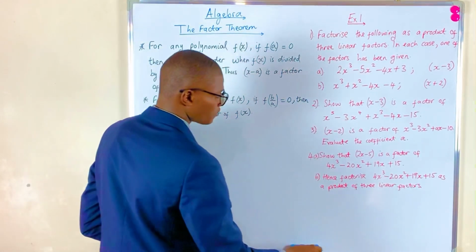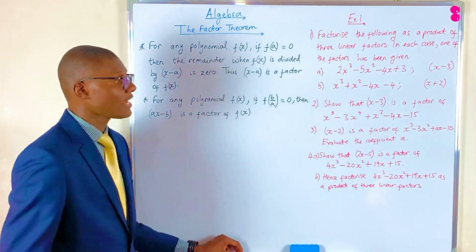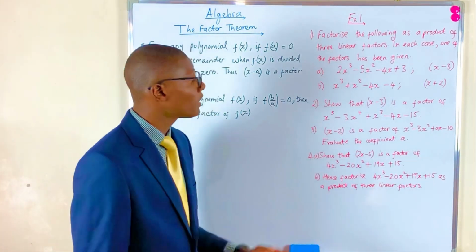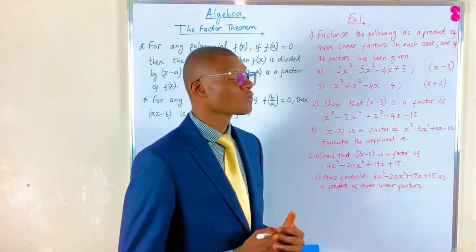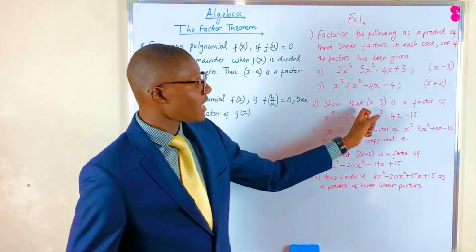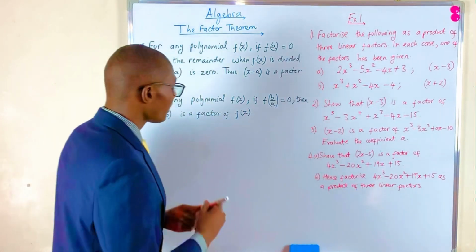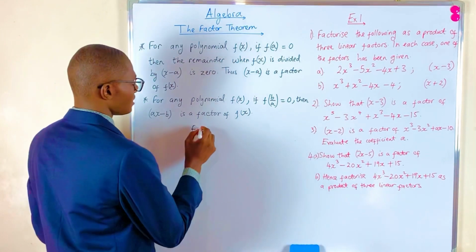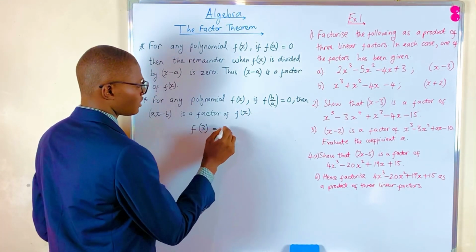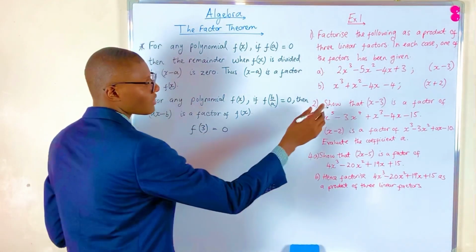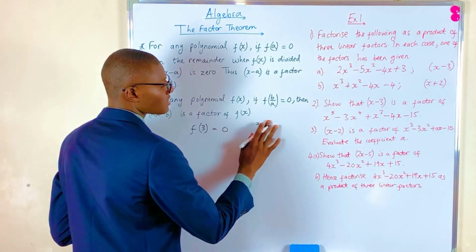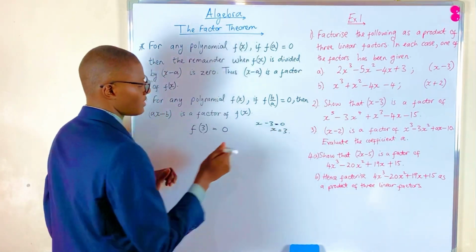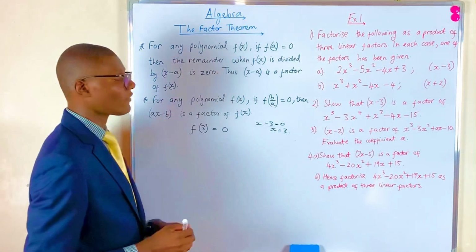Okay, so for number 2, we're required to show that x minus 3 is a factor of x to the power 5 minus 3x to the power 4 plus x to the power 3 minus 4x minus 15. So if x minus 3 is a factor, then f of a should be equal to 0. And in this case, our a is 3. So f of 3 should be equal to 0. 3 from where? We're saying x minus 3. If x minus 3 is equal to 0, then x will be equal to 3, such that our a is 3.